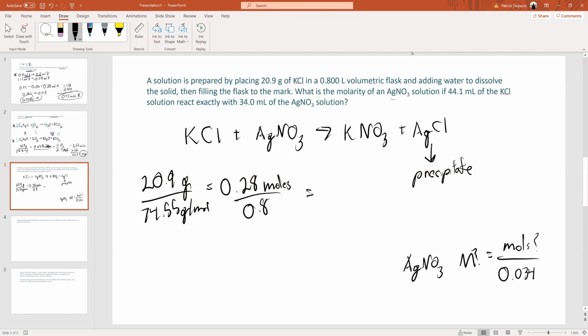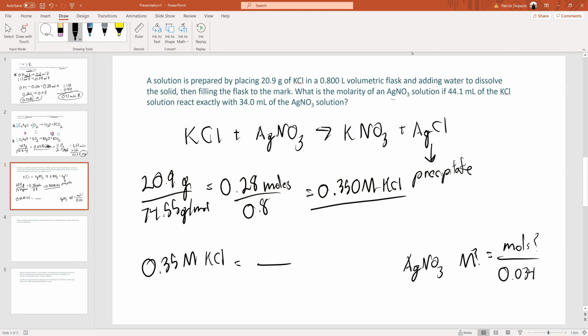Okay, so if we have a 0.35 molar KCl, and we know that 44.1 milliliters of it reacts completely with the AgNO3, we can figure out how many moles of KCl react. Then we would use the molar ratio, which luckily in the equation is 1-to-1, to figure out how much of the AgNO3 was reacted. And then going back to the molarity equation, we'd figure out the molarity of that solution. So let's do that.